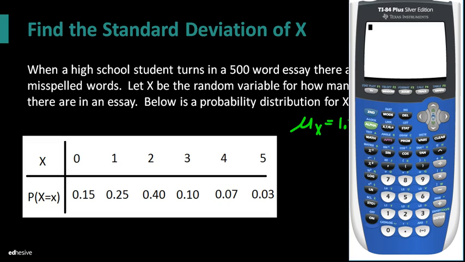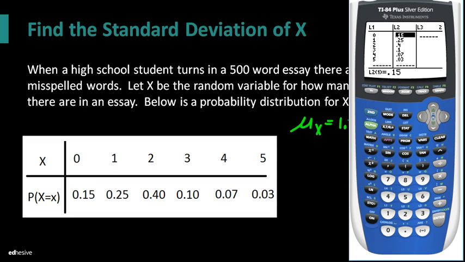The first thing you have to do is type this into your calculator. So we're going to go Stat, Edit, Edit. So Stat, and then under the Edit menu, click Edit. Now we need two lists, one for the outcomes, 0, 1, 2, 3, 4, 5, and one for the probabilities, 0.15, 0.25, 0.40, 0.10, 0.07, 0.03. You're going to notice here I use list 1 and list 2. You could use list 3 and list 4. You can actually use any two lists you want, but I prefer to use list 1 and list 2.